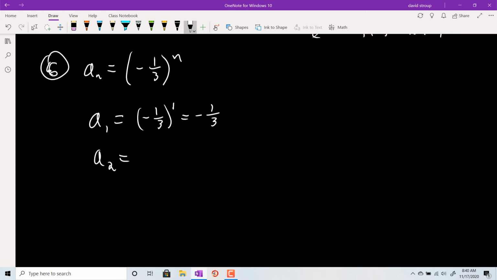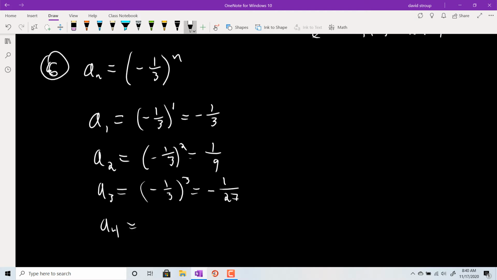A sub 2 will be negative 1/3 squared. Negative 1/3 times negative 1/3 is 1/9. A sub 3 is going to be negative 1/3 cubed, so it'll be negative 1/27. And then a sub 4, negative 1/3 to the 4th, that'll be negative, well, positive 1/81. Okay, they could look really weird.